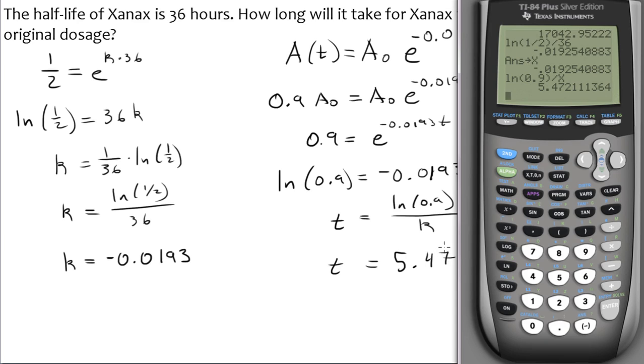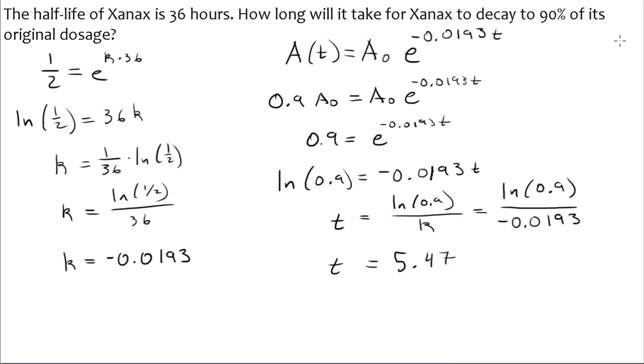I'm going to have to guess that that's going to be in days then. Oh, decay to 90% of its original dosage. Okay, I thought for 90% of it to decay. We always want to check and see what we're talking about. So hours. t is equal to 5.47 hours, and we would say after 5.47 hours, 90% of the dose remains.